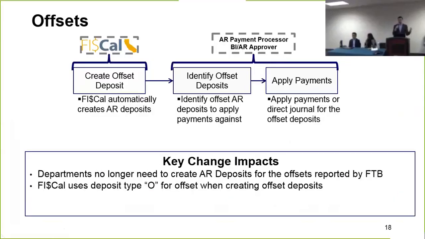So the process goes, Fiscal will create these offsets using the offset type O or the deposit type O. Typically today, you'll receive a sheet from FTB that has a list of all of these offsets. There's not very many of them. And then you'll go in there and you'll identify these deposits, so these AR deposits or AR items, I'm terming it. These AR deposits will be created for you, and then you can go ahead and apply payments against those AR deposits.